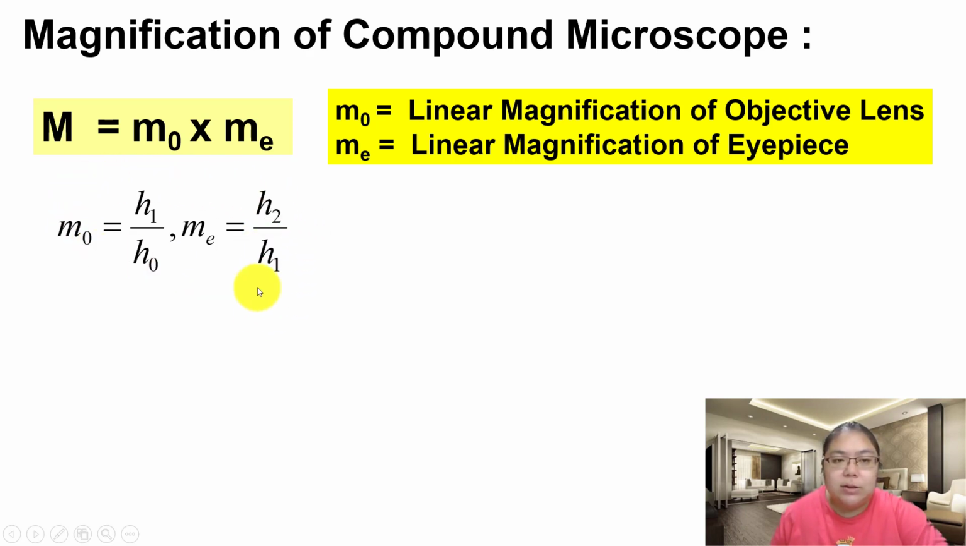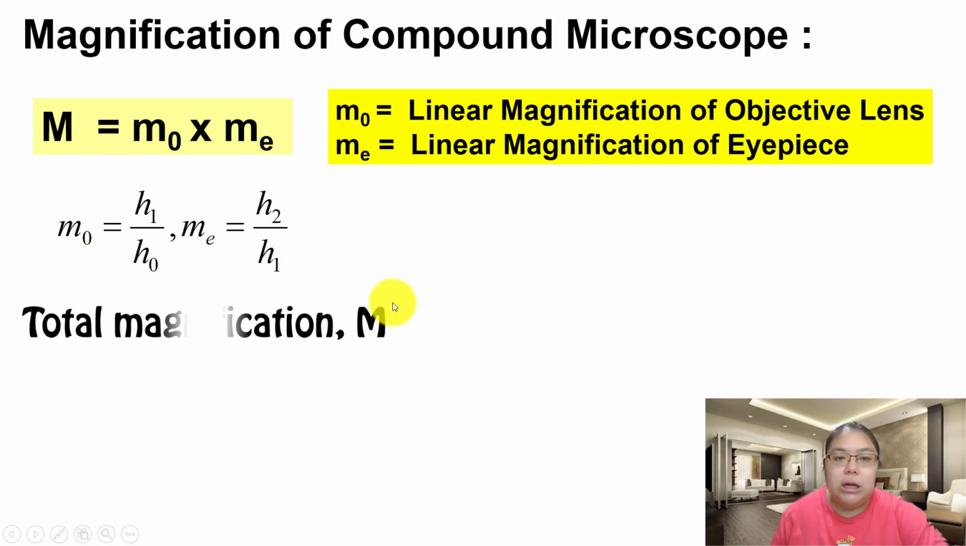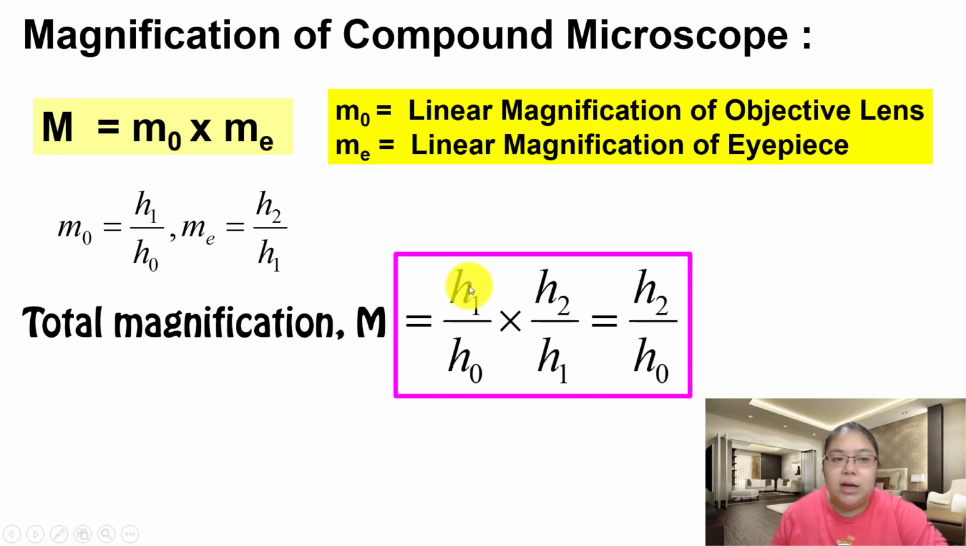Now I take all this info and put it inside the formula. You can see the total magnification M stands for HI over HO. That means MO multiplied by ME, which is H2 over H1. Finally, which one can we cancel? The H1 and H1 cancel out, we no longer need them. When we cancel them, we get the final magnification for the microscope: the final image H2 over the object height. That is the magnification for the microscope.